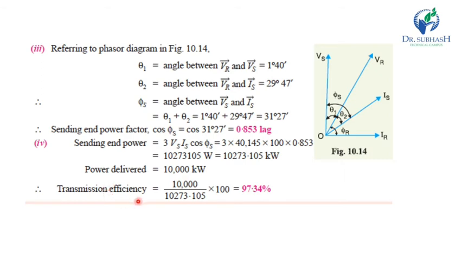Now put in the transmission efficiency equation: the delivered power, which is 10,000, and the sending end power, which is 10,273.105, into 100, we get the efficiency 97.34.